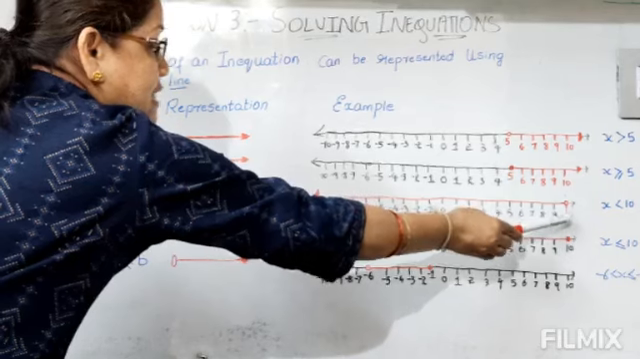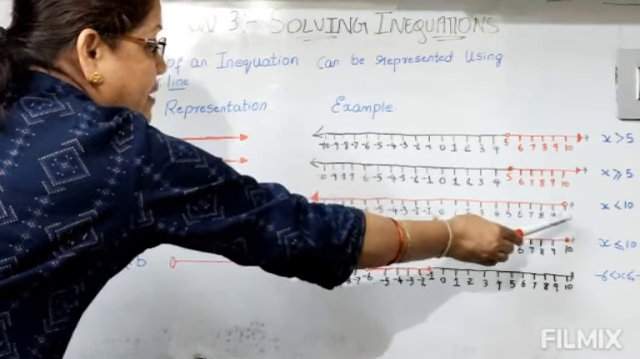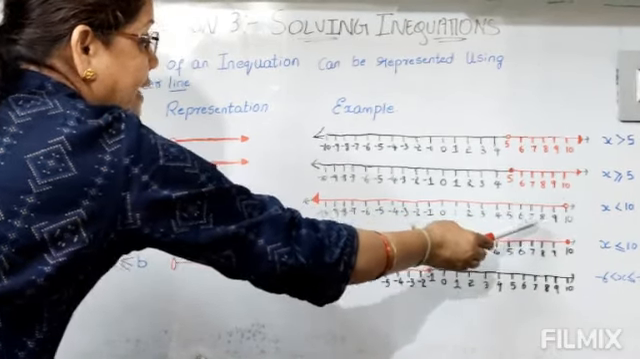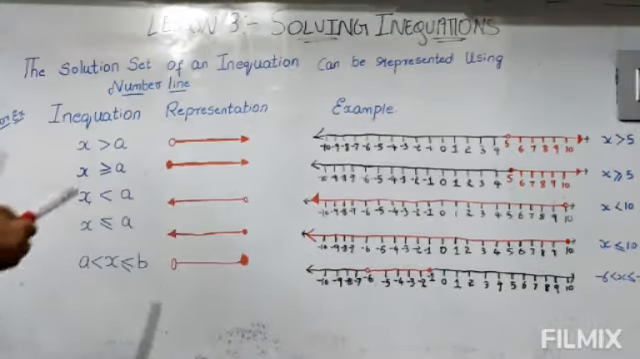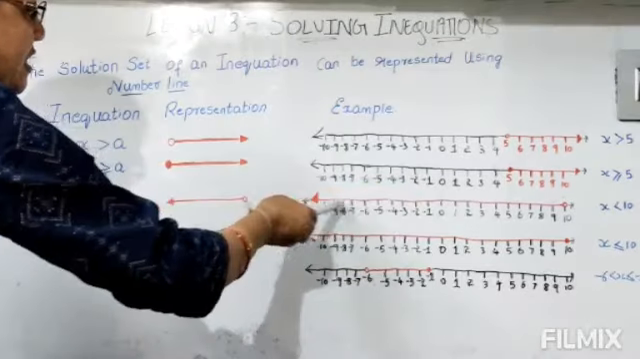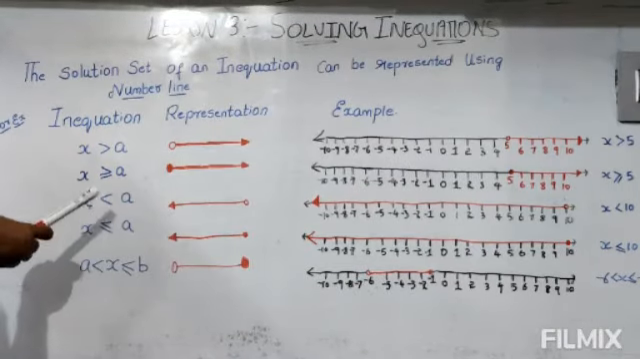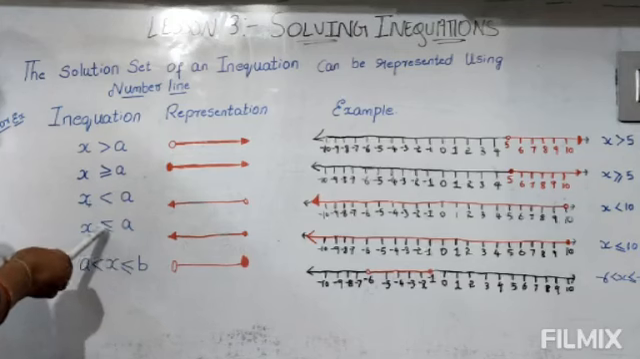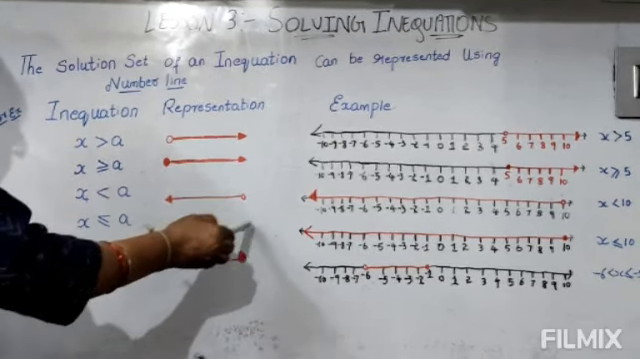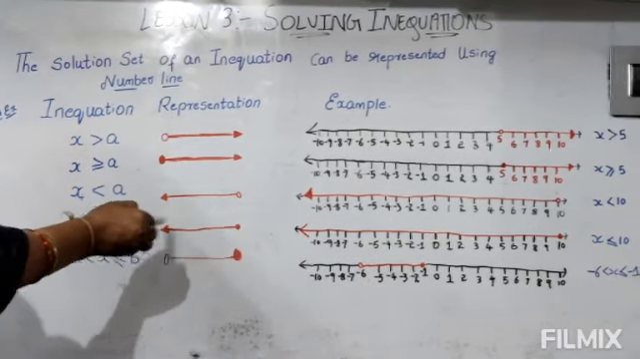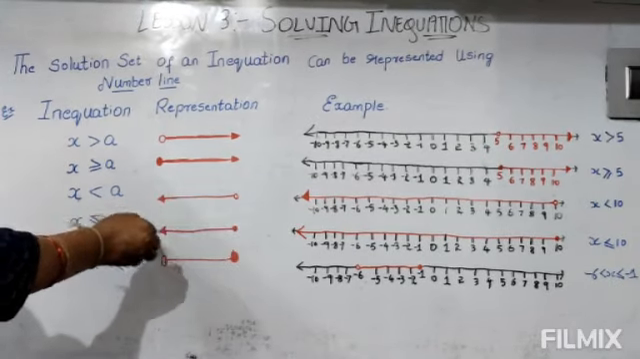So, 10 is not included. Apart from 10, the numbers 9, 8, 7, 6, 5 till minus 10 are included. Can you see the direction here? Similarly, x is less than or equal to A. Once again, a darkened dot pointing towards the left side. Can you see here?